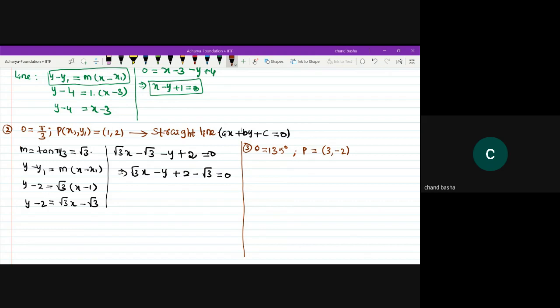Vagdevi, you are absolutely correct. Can you expand it and write it in the form of ax plus by plus c is equal to 0? Sir, can I post it? Yeah, you can post your answer, please. ax plus by plus c is equal to 0. So everything should be on left hand side, guys. That is important for us.